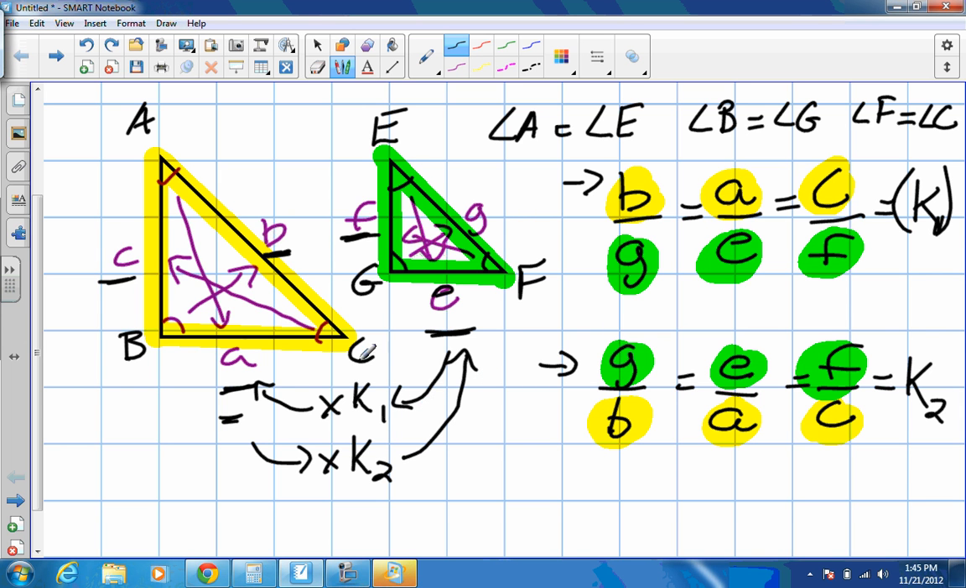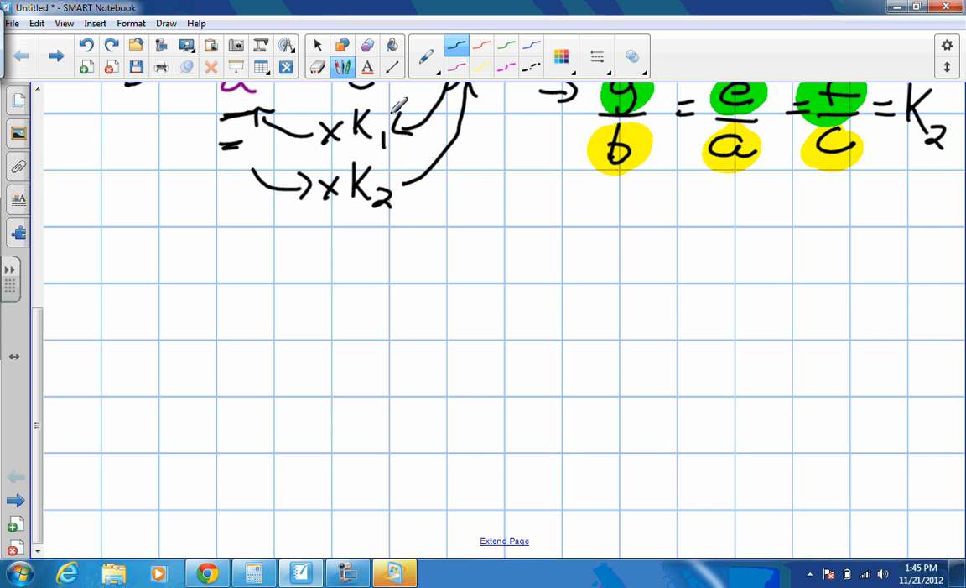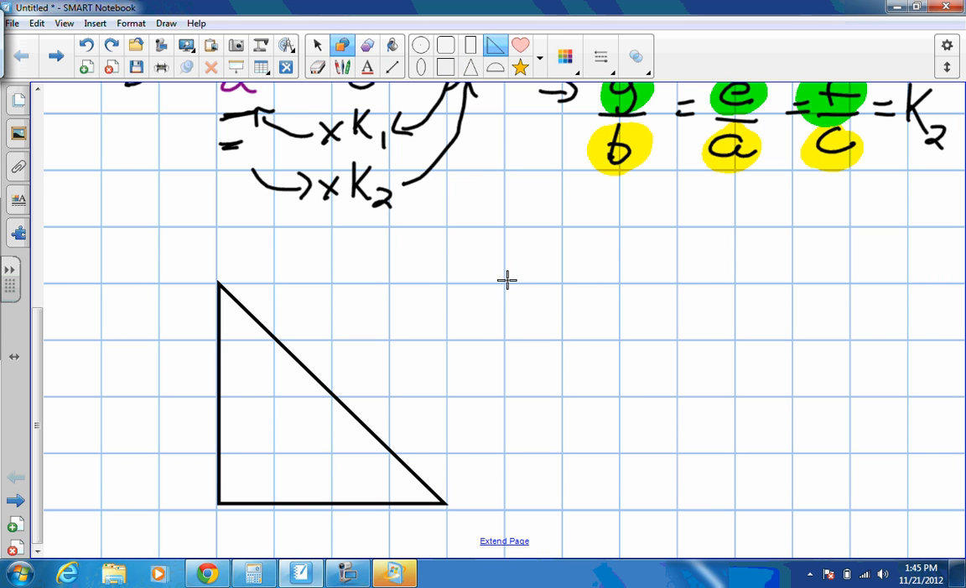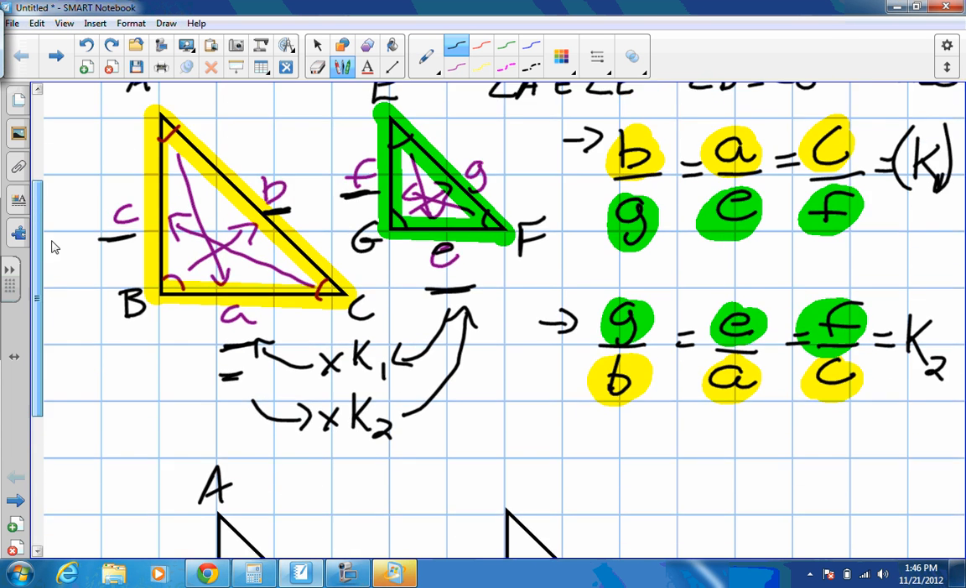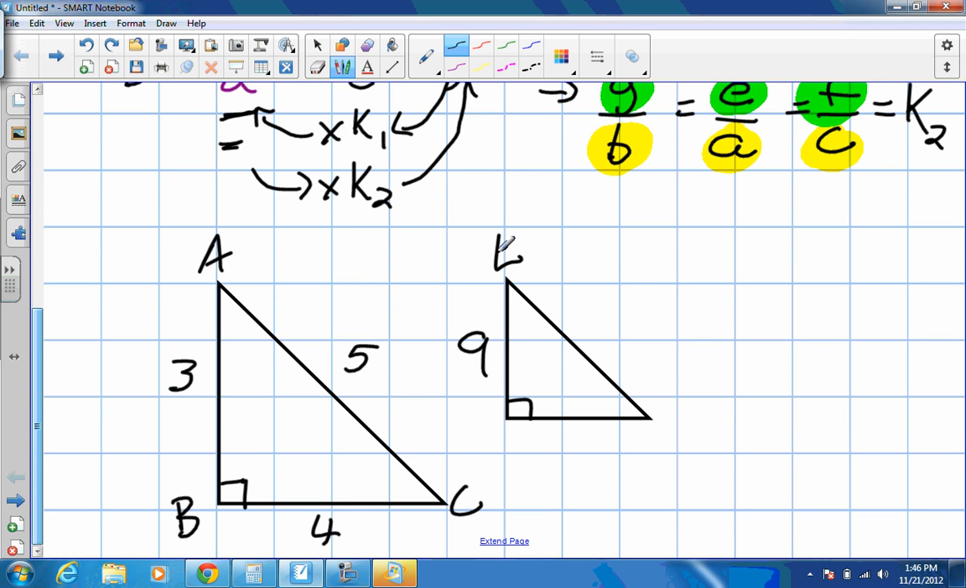So let's actually give some values to these two triangles here. Here's our larger triangle, here's our smaller triangle. I'm going to call this one 5, 3, and 4. It'll be a right angle. And this one's going to be 9. Let's say we're talking about the exact same triangles as before. Here is our A, our B, and our C. And I just want to get the letters right, so it's E, G, F. We have E, G, F.